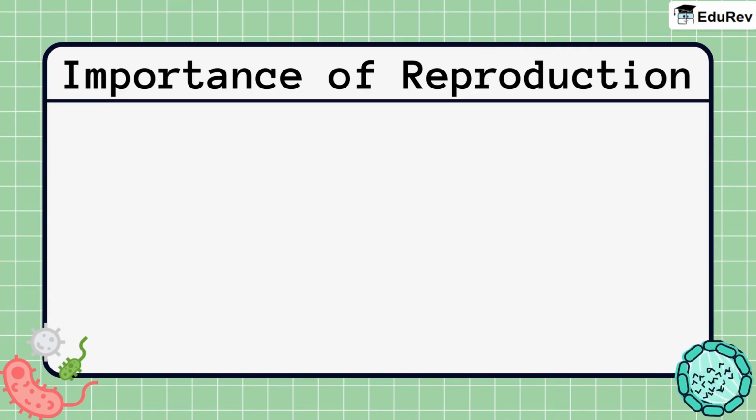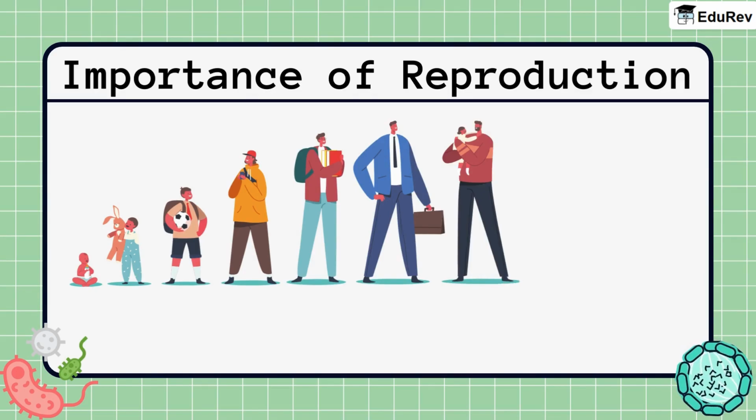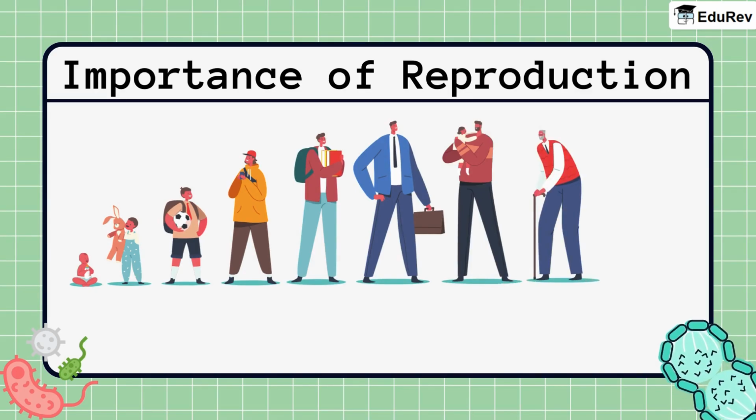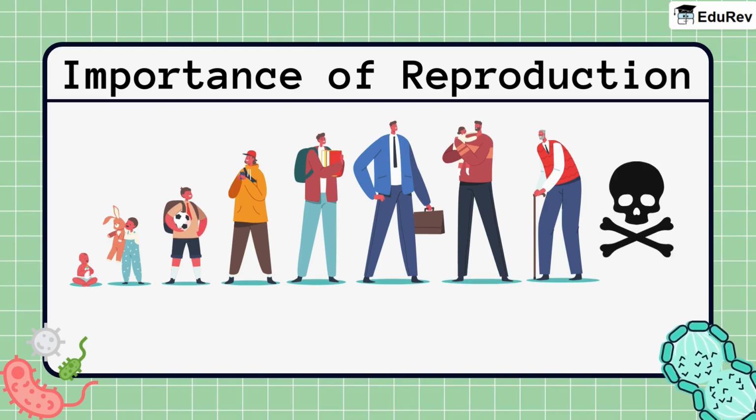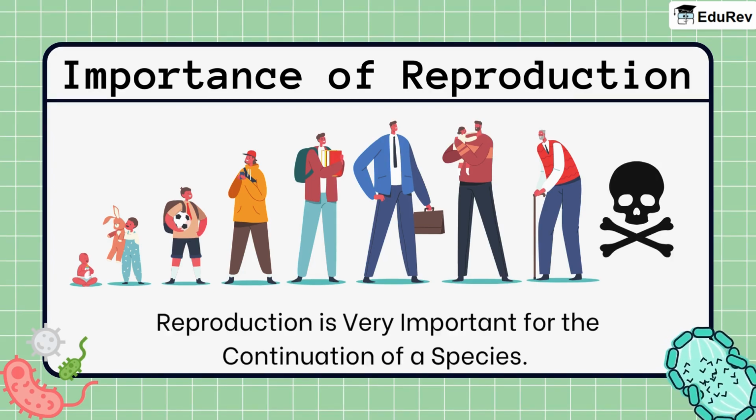As you know, all the living things will eventually die. Now, if a species does not reproduce before it dies, it will become extinct, right? So, reproduction is very important for the continuation of species.